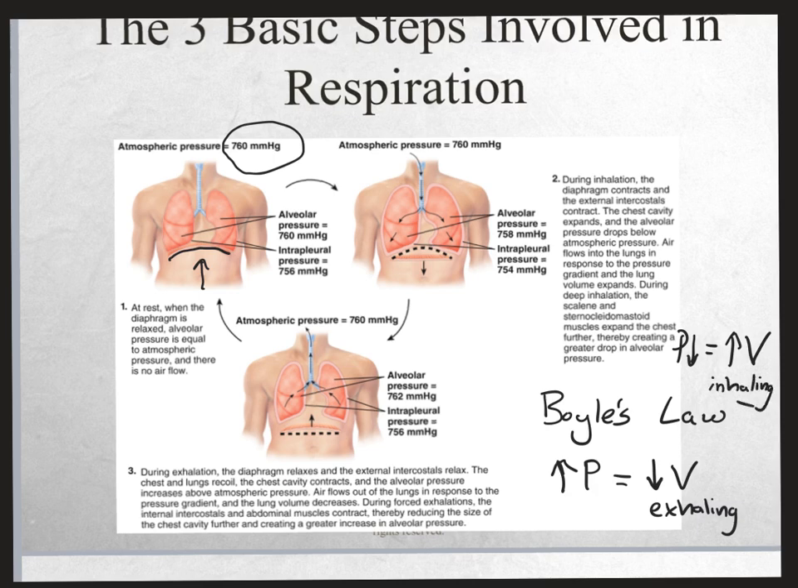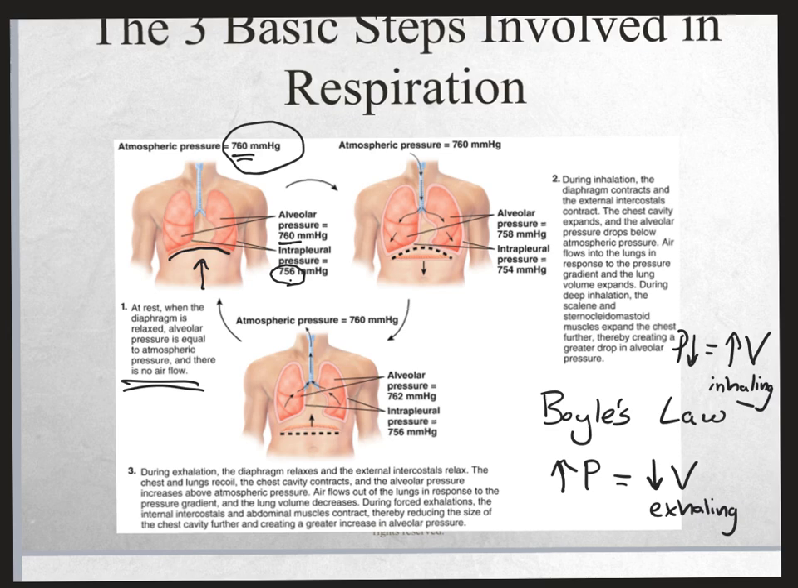So again, keep this in the back of your mind. We're going to walk through these steps and examine this phenomenon. So at rest, we start right here. The diaphragm's relaxed. Alveolar pressure is equal to atmospheric pressure, which means inside is 760. Alveolar pressure is 760, and atmospheric pressure is 760. Now, intrapleural pressure is going to be a little bit lower than atmospheric pressure. This is the pressure between the pleura. It's about 756 millimeters of mercury.